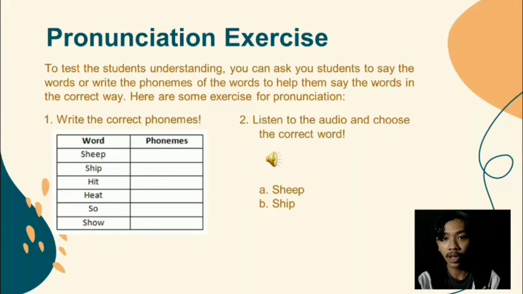To solve a problem like the first question, the students can open the dictionary or translate. While to solve the second question like on the screen, the students must focus on the audio and decide which word in the question options is most similar to what they hear, so they can find the correct answer.